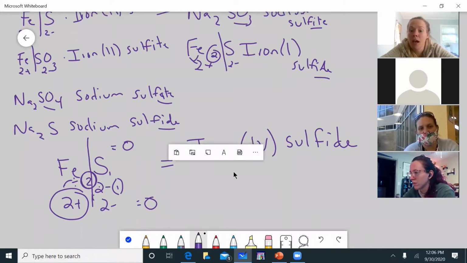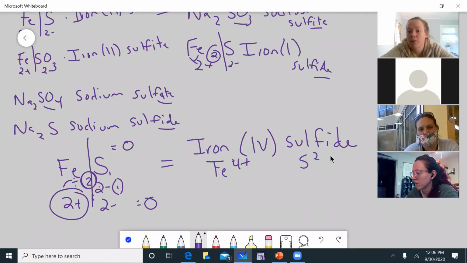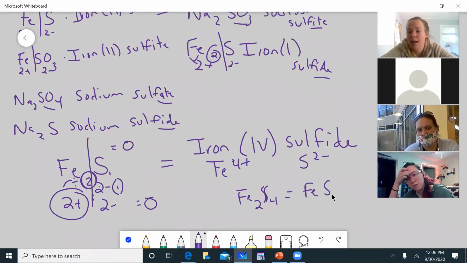If we go back and check, if it's iron 4 sulfide, that means that iron, Fe, is going to have a 4 plus charge. Sulfur is going to have a 2 minus charge. If we flip flop that, we get Fe2S4, which reduces down to FeS2. Is this the same formula as this? It's not. So that's one way to check.